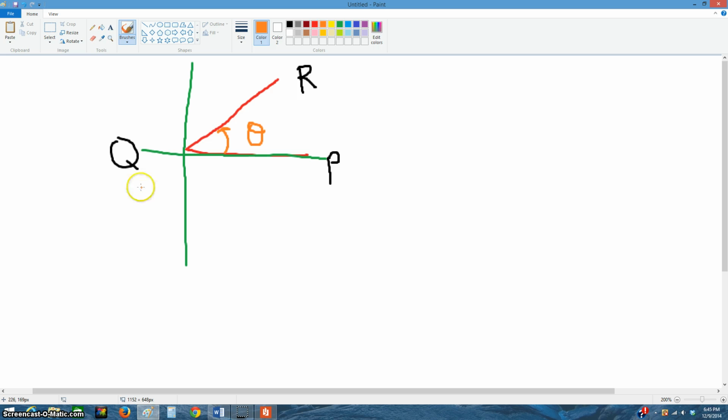All right, so let's look at QP. This side, QP, is what we will call our initial side. So QP, and I'm just going to write it again, it's going to be bad handwriting because it's Paint. So QP, in other words, a ray, is called the initial side.